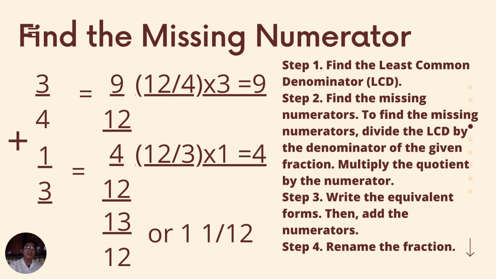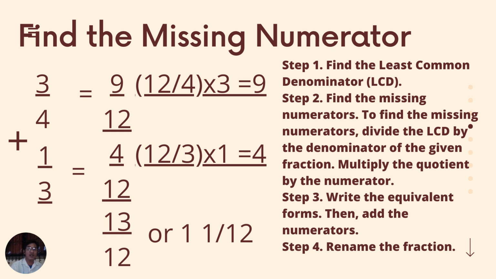Then, step number 1, find the least common denominator, which is 12. Step number 2, find the missing numerators. To find the missing numerators, divide the LCD, which is 12, by the denominator of the given fraction, 3/4. 12 divided by 4 is equal to 3. Then multiply the quotient with our numerator 3. 3 times 3 is equal to 9. 12 divided by 3 is 4, times 1 is 4. We have now 9/12 plus 4/12.